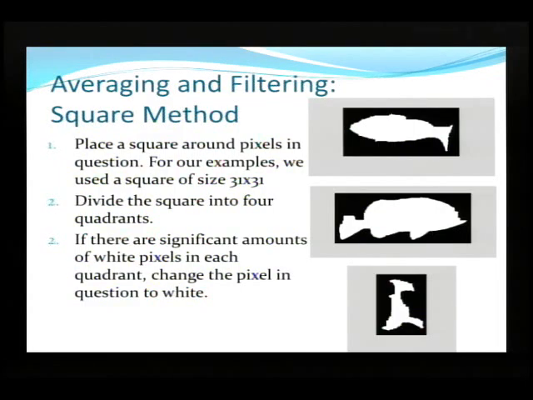Next, we had to place a square around pixels that were in question. For our examples, we used a square of size 31 by 31. We just divided the square into 4 quadrants, and if there was a significant amount of white pixels in each quadrant, we changed the pixel in question to white and included it as part of the fish. On the right is the results from using the square method.